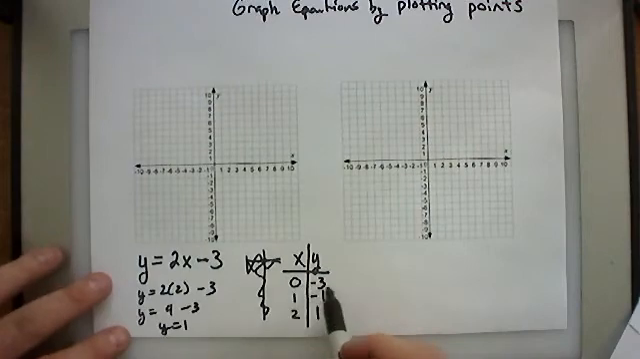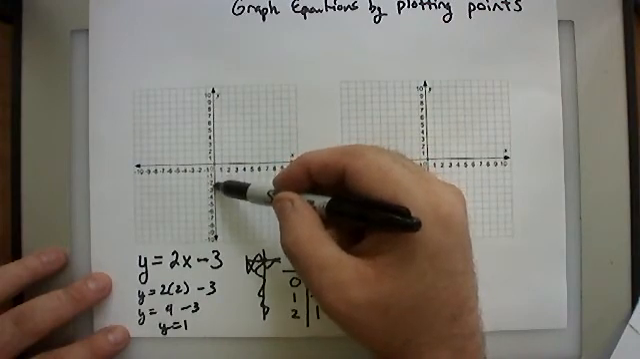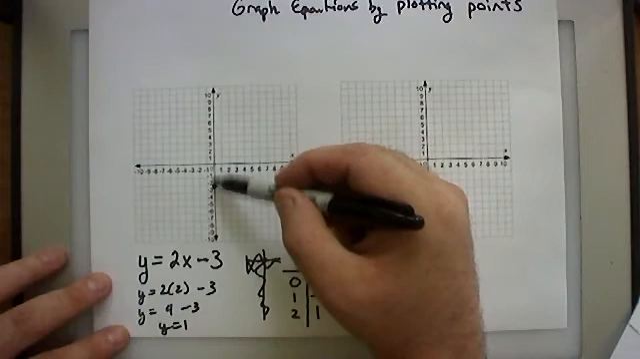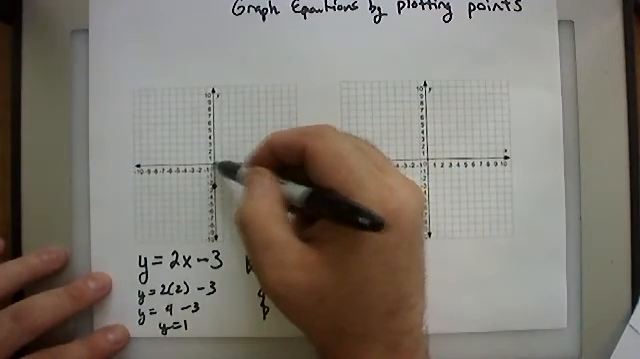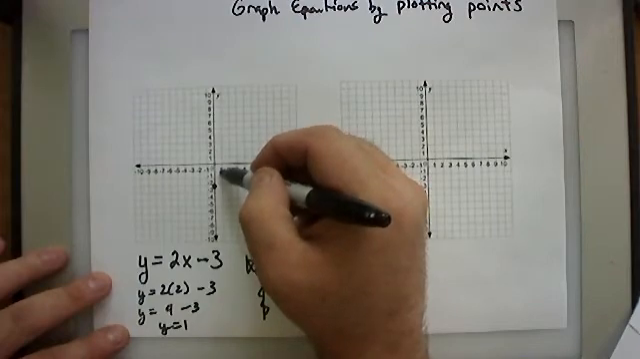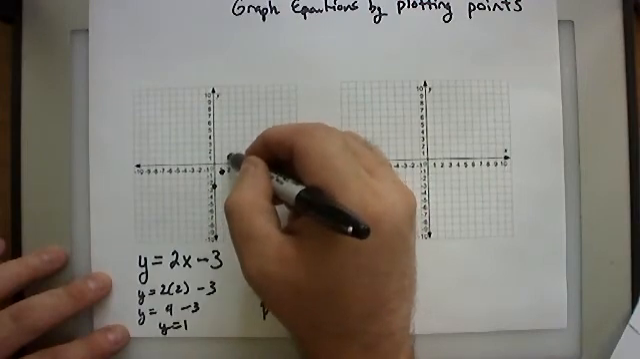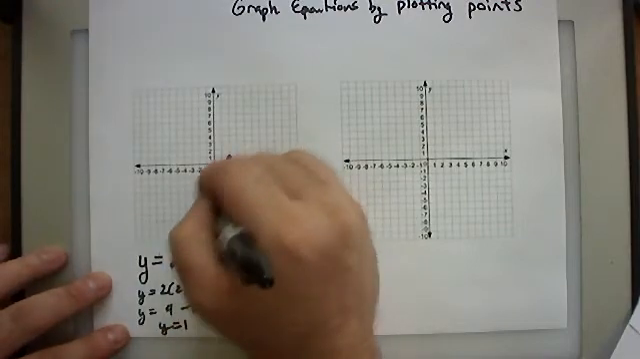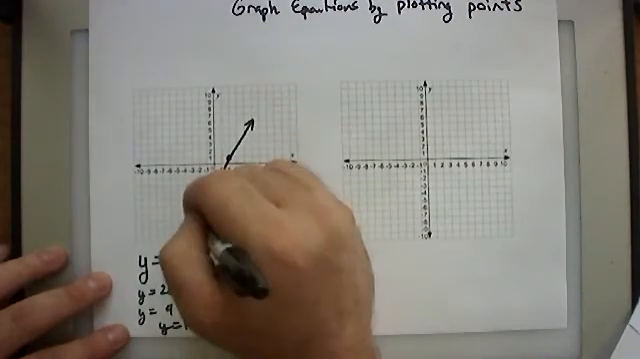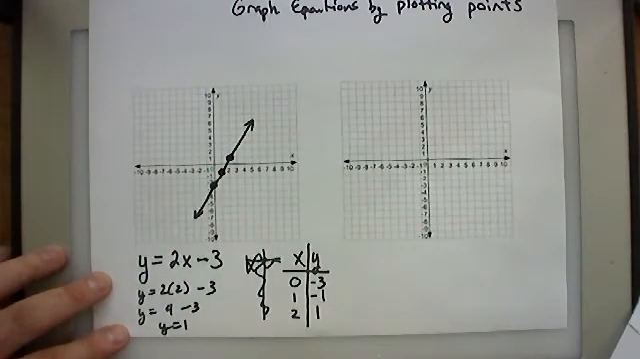So 0, -3, 1, -1, 2, 1. Let's see what we get. 0 on the x, -3 on the y would be right there. 1, -1 would be right there. 2 on the x, 1 on the y, and it would be right there. And in the homework, once you've laid down a point or two, it'll kind of connect the line for you. And there you go. There was one point, there was another point, and there was our third point. We just connected the dots, and there's our graph.